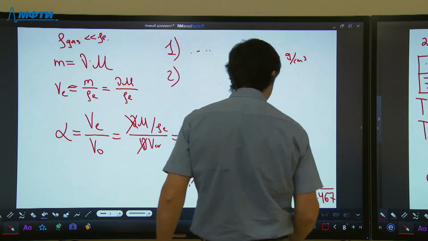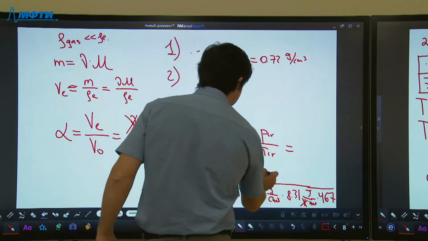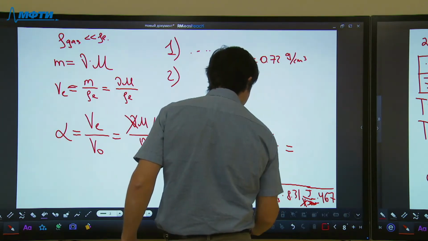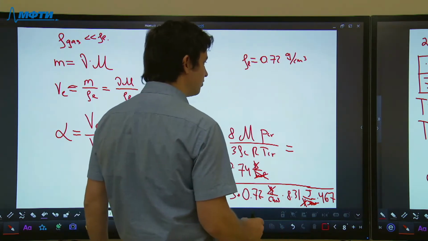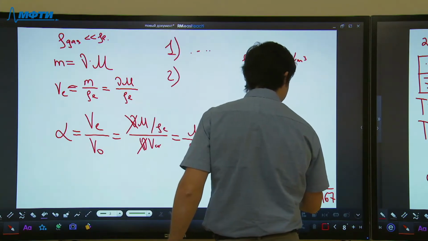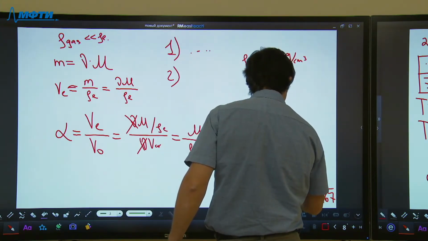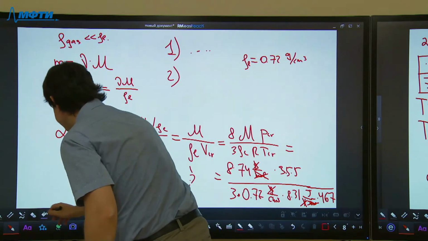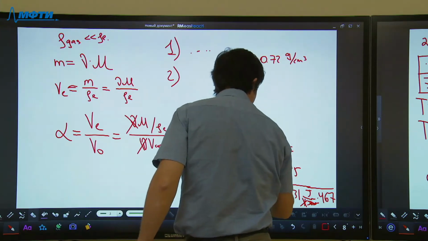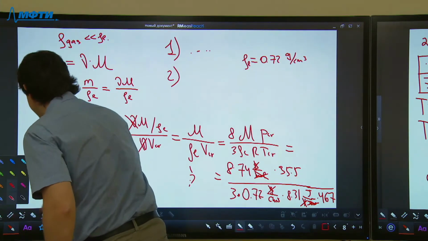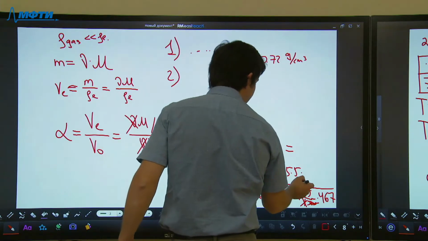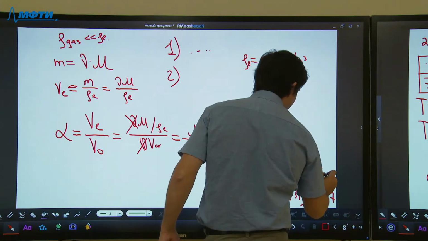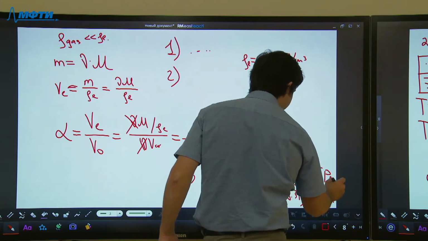Okay, kelvins and kelvins cancel out. Moles and moles cancel out. Grams and grams cancel out. And now I have also the critical pressure, 35.5 atmospheres. So this is 35.5 times 1 atmosphere, which is approximately 10 to the power of 5 pascals.